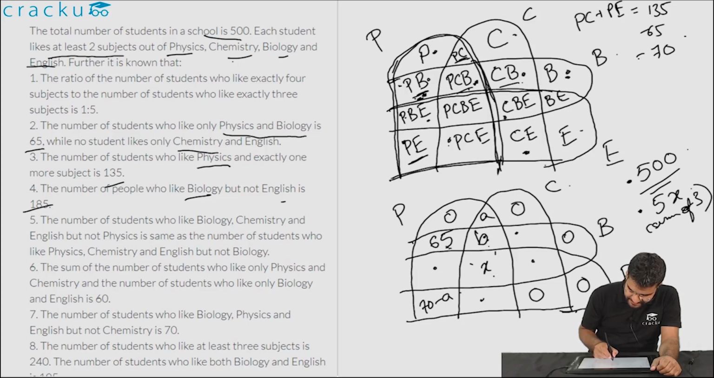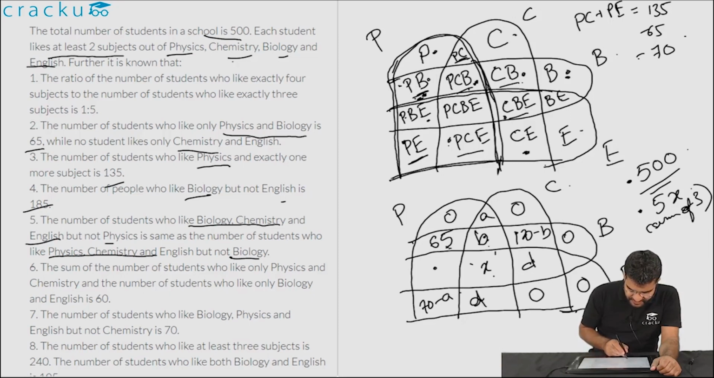So let us assume that this is B. So this will be 120 minus B. The number of students who like biology, chemistry and English but not physics, that is CBE, is the same as the number of students who like physics, chemistry and English but not biology, that will be PCE. So these 2 cells are the same. Let us assume that they are D. This is D and this is D.